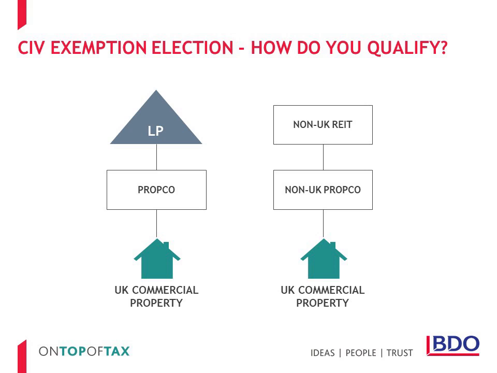Firstly, if a company is owned 99% or more by partnership, it is capable of qualifying. This is seen in the first diagram on this page. The company in question can be either UK or non-UK tax resident. Secondly, a non-UK REIT or REIT equivalent structure can also qualify. This is seen in the second diagram on this page.